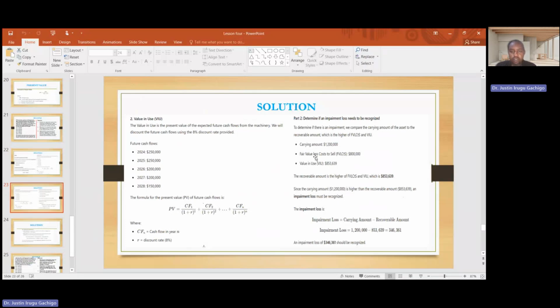Then you compare the fair value and the value in use. You choose whichever is higher, and in this case the value in use is higher, which is 853. So that means you get 1.2 million minus that to get 346. So an impairment loss should be recognized.